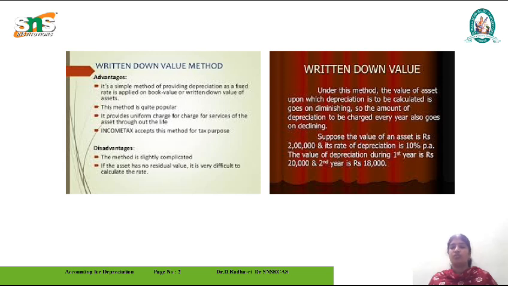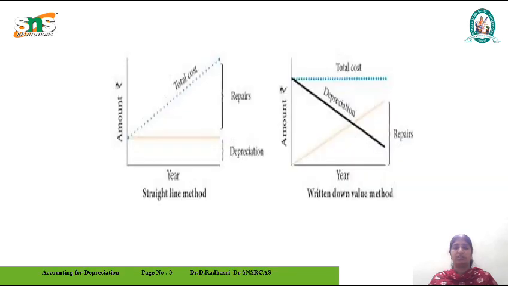Suppose the value of the asset is rupees 2 lakh and the rate of depreciation is 10 percent per annum. The depreciation during the first year is rupees 20,000 and in the second year it is rupees 18,000. The 10 percent of the value is calculated in that way. It is known as the reducing balance method.